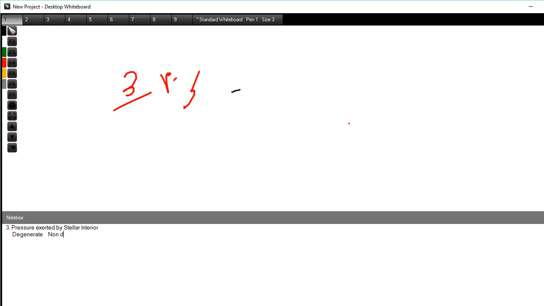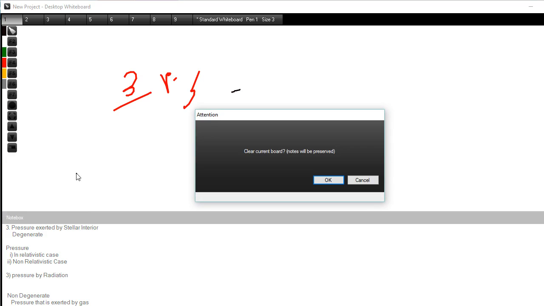and non-degenerate gas. In the non-degenerate case we'll calculate the pressure that is exerted by the gas. Similarly, in the degenerate case we'll also talk about the pressure, in the relativistic case and second in the non-relativistic case. And finally we'll talk about the pressure exerted by radiation. Okay, so let me just start.